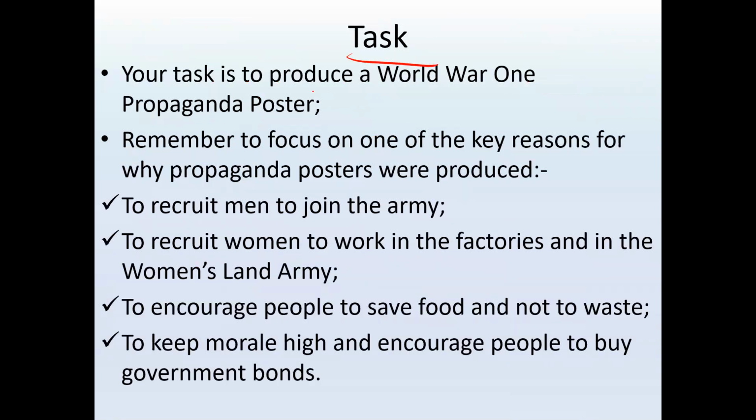So your task is to produce a World War One propaganda poster. Pick one of these four: 1, 2, 3, 4. Do it on recruitment of men, recruitment of women, saving food, or morale high and government bonds. It's up to you which one you do, but I want you to do it on one. Remember, keep it simple. Minimum amount of text, nice, big, high contrast, colorful images.